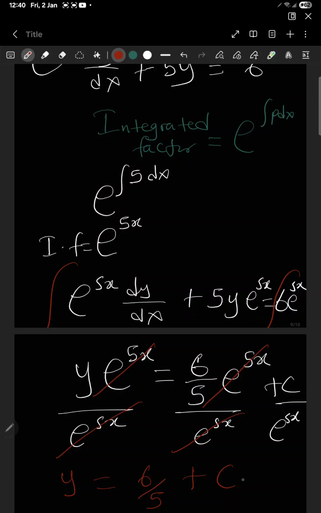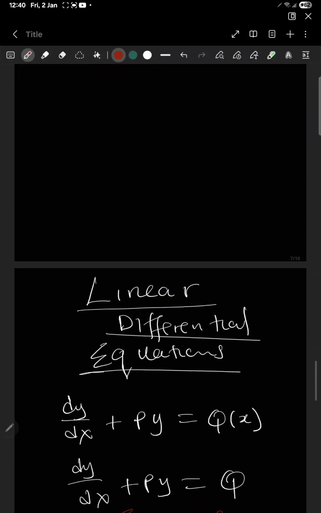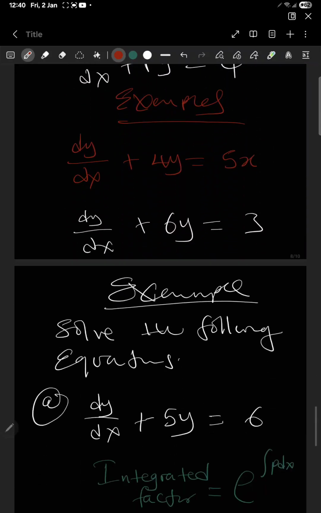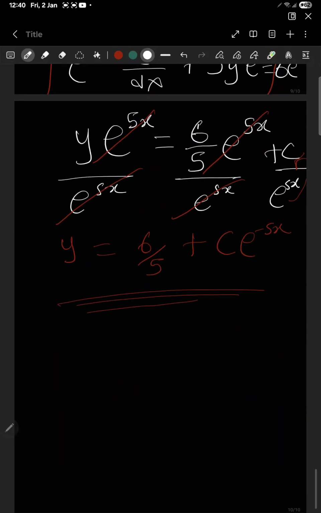Which is the same as c e to power negative 5x if we are to take this one on top there. So we are going to remain with c e to power negative 5x. So this becomes our final answer if we are to solve this differential equation, which was needed to be solved by the integrating factor. Now we need to do some more examples.